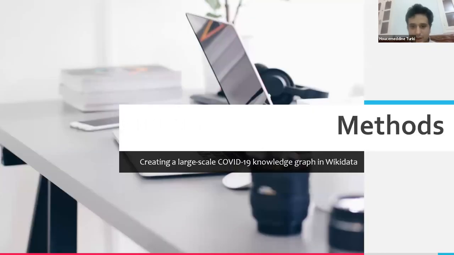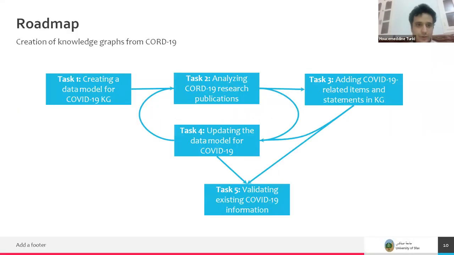Okay, so let's talk about methods. How can we create a large-scale knowledge graph in Wikidata about COVID-19? There are 5 tasks here. Task 1 is creating a data model for the COVID-19 knowledge graph. The second task is analyzing CORD-19 research publications using a variety of ways that we will explain in a few seconds. The third task is the addition of COVID-19 items to the knowledge graph. Task number 4 is the update of the data model for COVID-19. And the 5th is the validation of existing COVID-19 information.